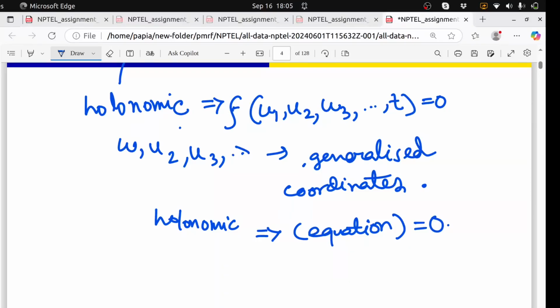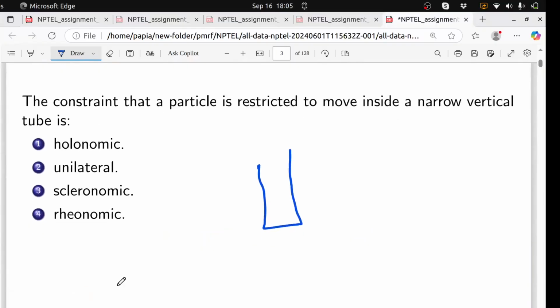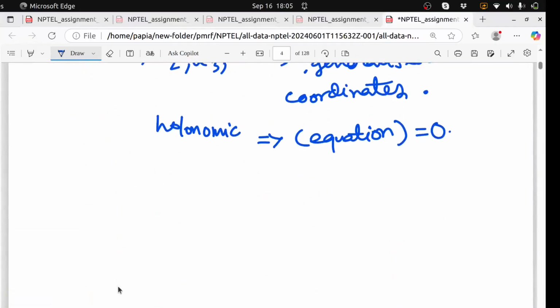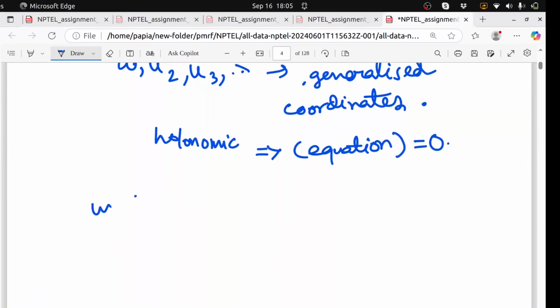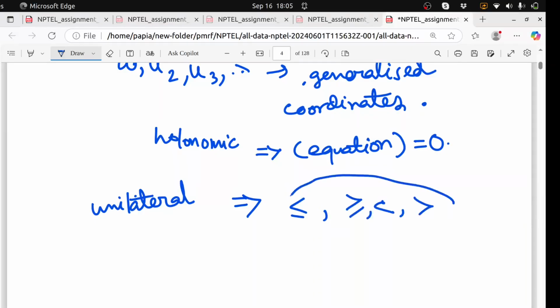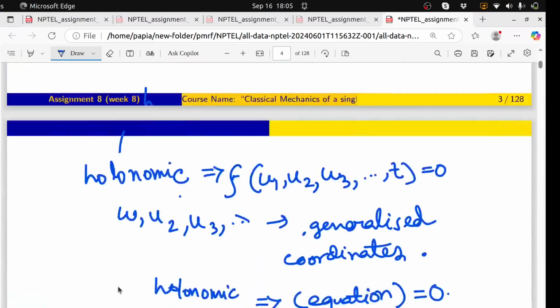Okay, fine. Now coming to the other option, which is unilateral. Unilateral means the right-hand side will have signs like less than, greater than, greater than or equal to, less than or equal to, instead of the equal sign. Now coming to another option, which is scleronomic.